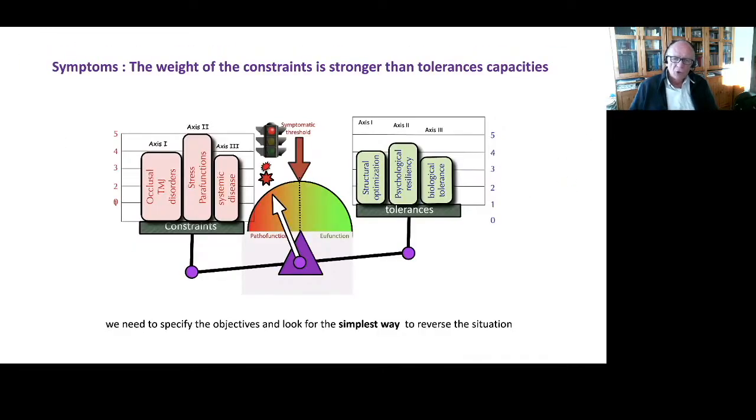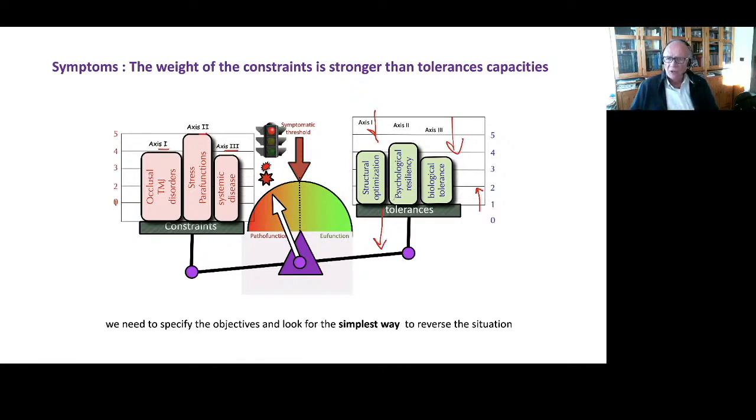The choice of the treatment is the analysis of the balance between the capacity, the problems, the constraints, following axis 1, axis 2, axis 3 of the patient, and the capacity of tolerance. And the treatment is to increase the capacity of tolerance. If you increase the capacity of tolerance, you reverse the balance.